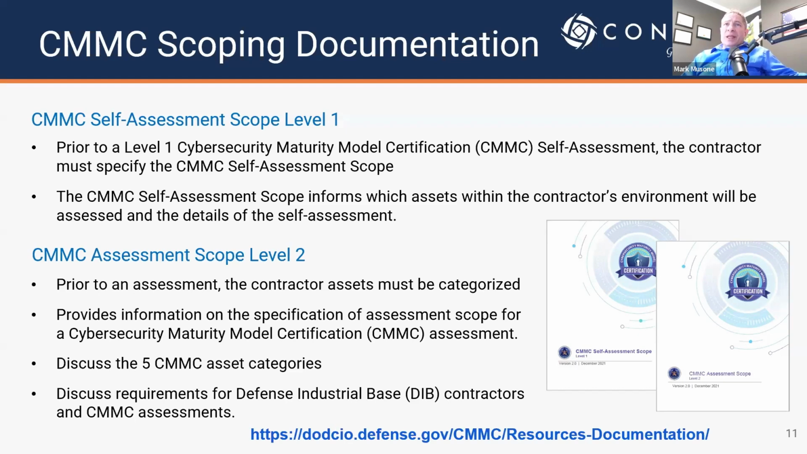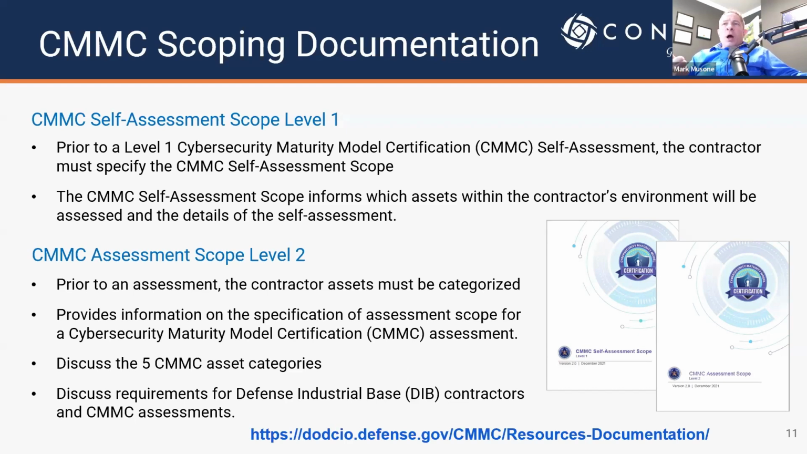So there are two scoping guides. There's the CMMC assessment scoping guide for level 1, and it has the requirements for scoping for level 1 self certification. One of the things to understand when it comes to scoping is that it is a required activity before either a self-assessment for level 1 or a third-party assessment for level 2. So that is a prerequisite to an actual certification.